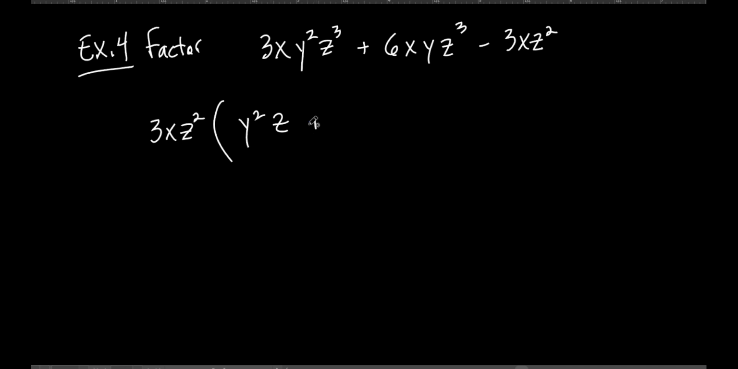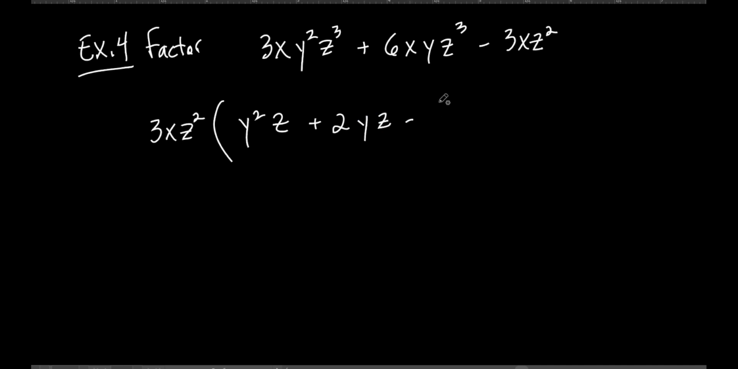Okay, put a plus, since there's a plus there, 6. 6 divided by 3 is 2. X divided by x is 1. There's no y here, so y divided by 1 is just y. And then z cubed divided by z squared is just z, just like we did before. You could put the 1 there if you wanted to. You don't need to. Now watch this.